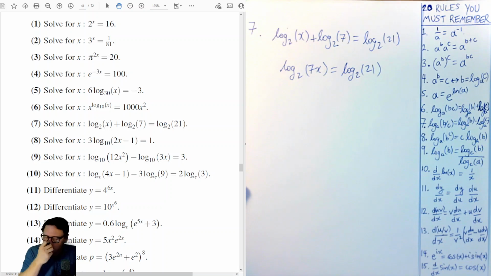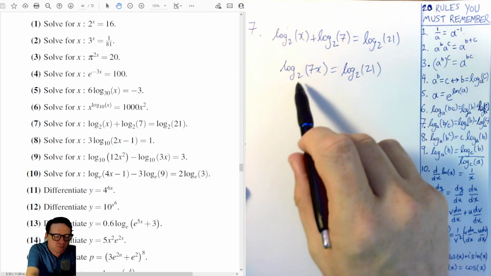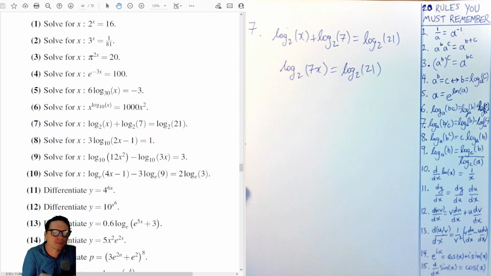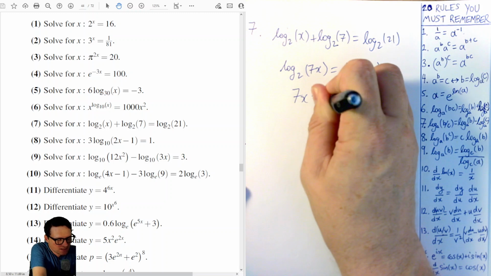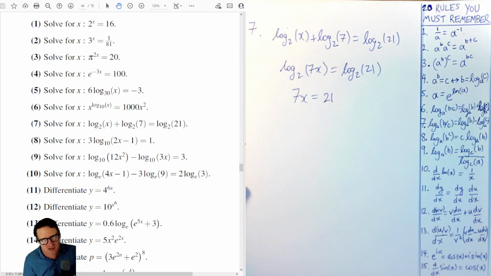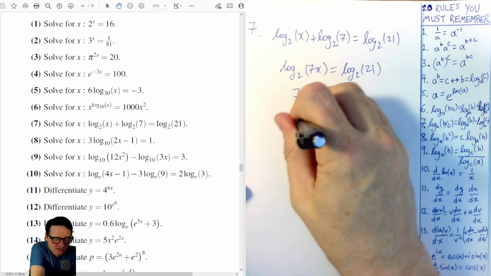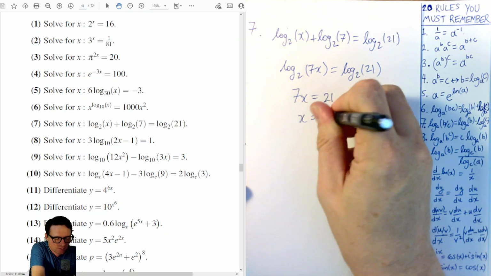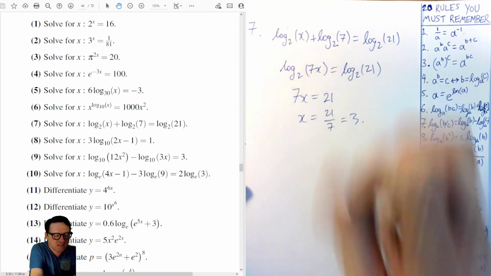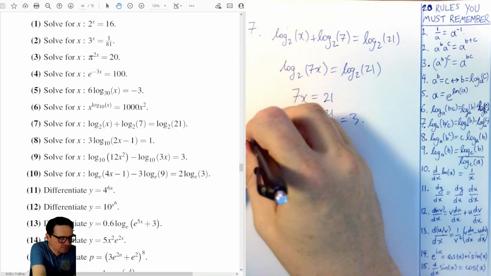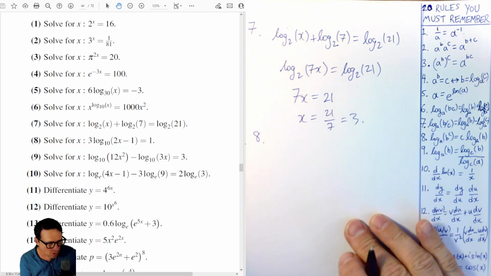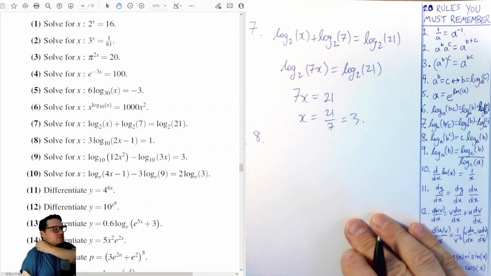Okay, and now the insides must match because the base matches. So what we have then is 7x is 21, and now it's easy, right? We just divide throughout by 7, and we get x is equal to 21 over 7, which is 3. And we're done with question 7. Okay, let's move on to question 8. And we're almost up to the calculus questions.